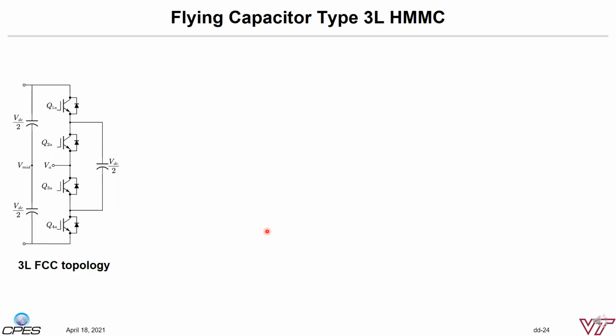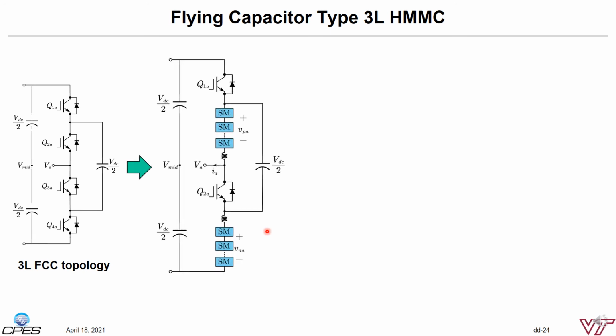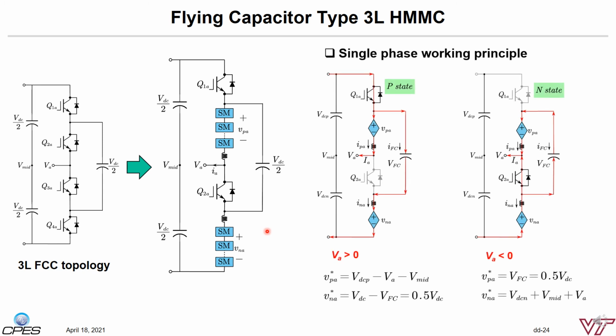At this point, we just discussed the concept of HMMC based on the three-level AMPC structure. As we know, flying capacitor is another three-level solution. So the question here is, can we apply the similar idea and create a flying capacitor-based three-level HMMC solution? By following the same concept, we can create a new HMMC topology, of which two of the switching devices are replaced by two chain-link arms.